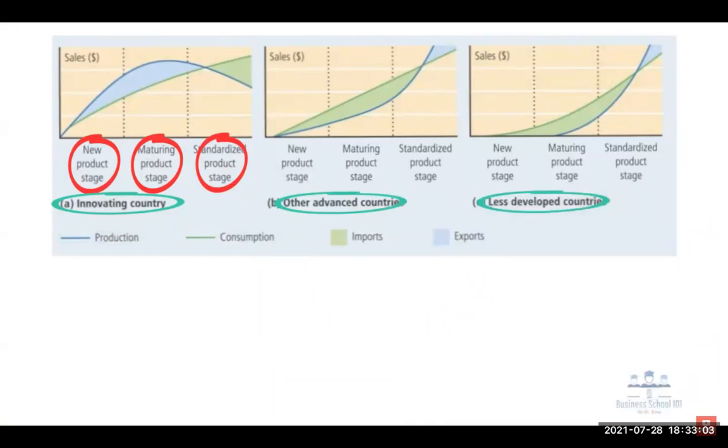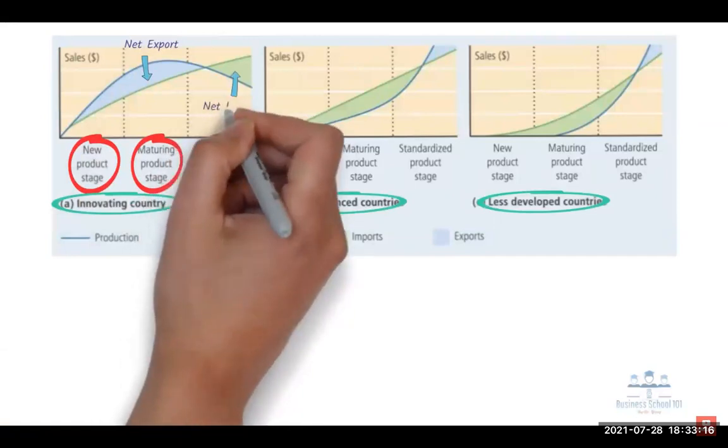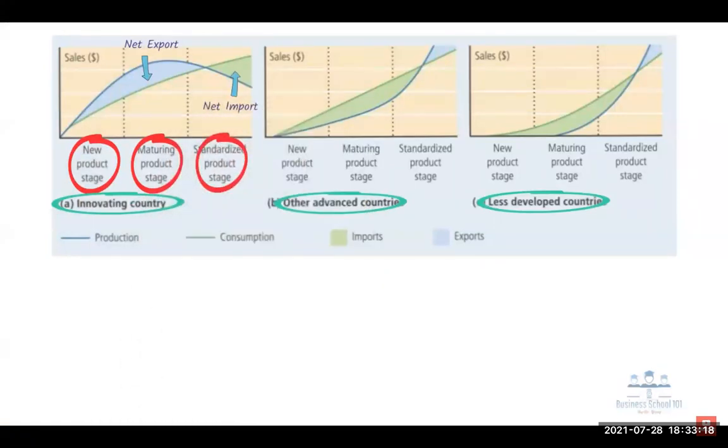In the graph, the blue line indicates the amount of production for the new product, the green line indicates the amount of consumption. The blue area means that the country has a net export for the product. Contrarily, the green area means the country has a net import for the product.